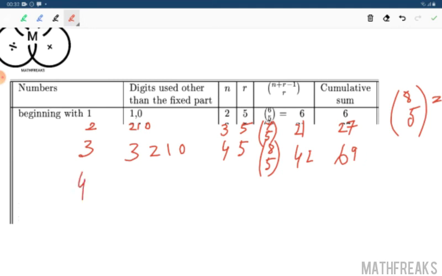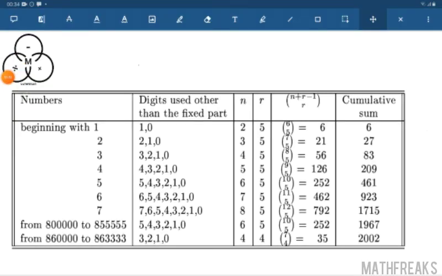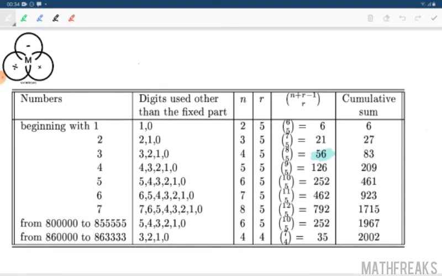So now beginning with 4, n will be 5 here. r will always be 5. This will be 9 choose 5. So we need to compute this. This is your task. This is what the chart looks like. I was wrong in this calculation, I accept. So we'll add them up. Cumulative sum, we need to find. Here we will stop after finding 1715.